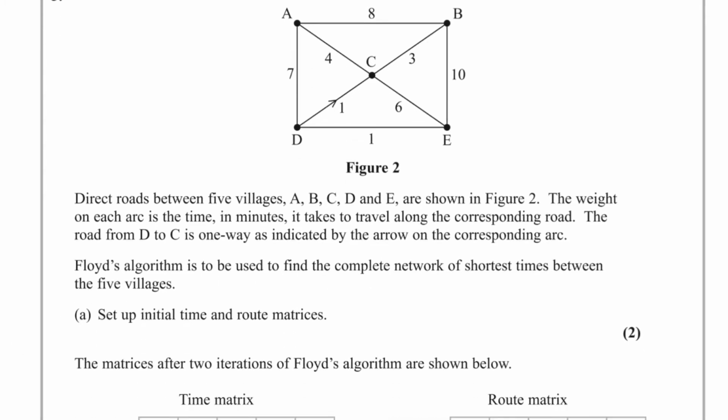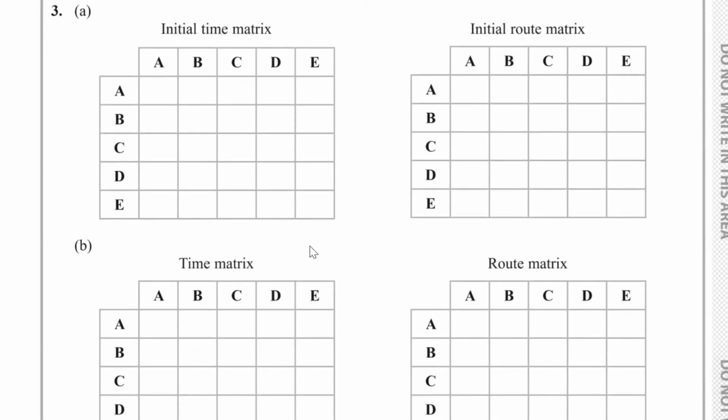So if we go to our answer book over here, for the column headed by A for the initial route matrix, the entries will all be A, as we see here. For the column headed by B, the entries will be B.